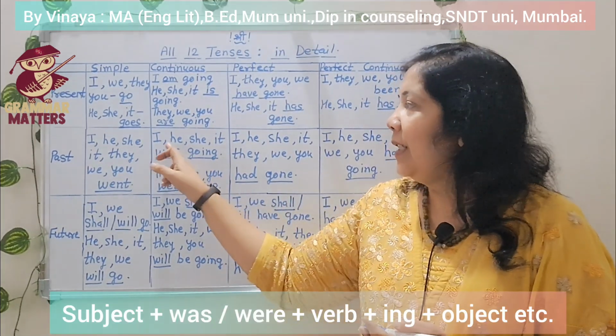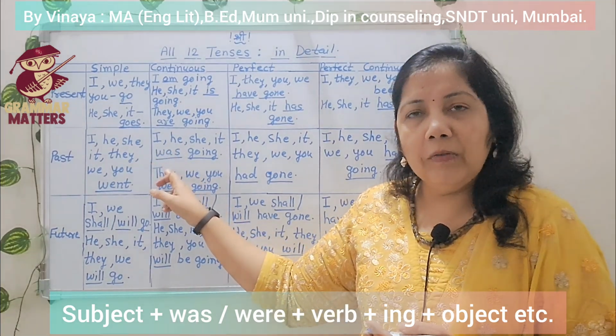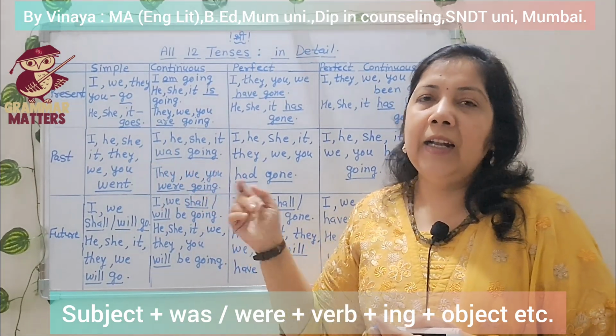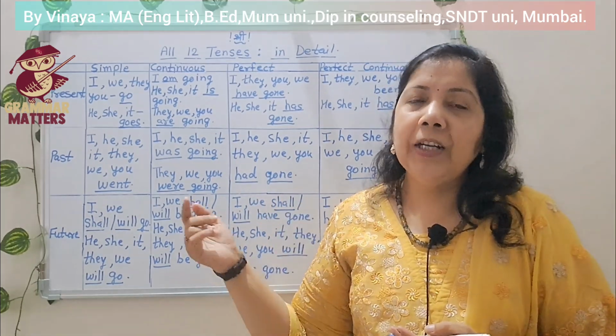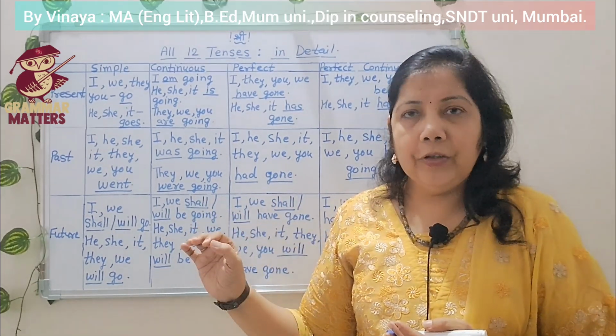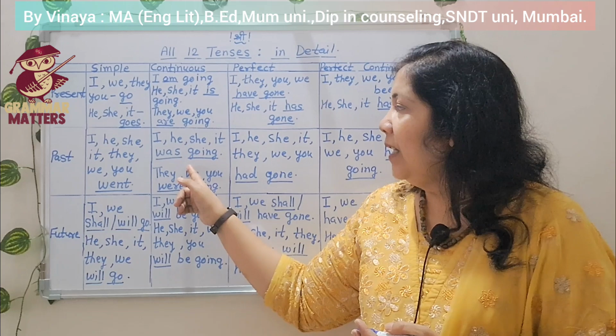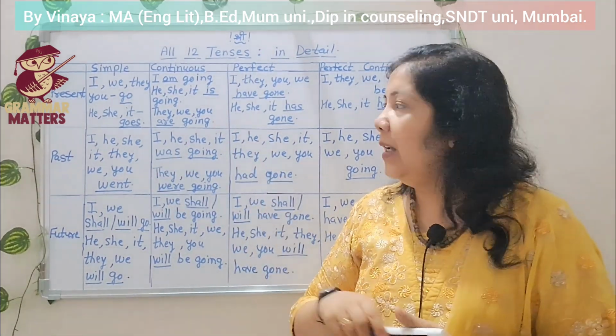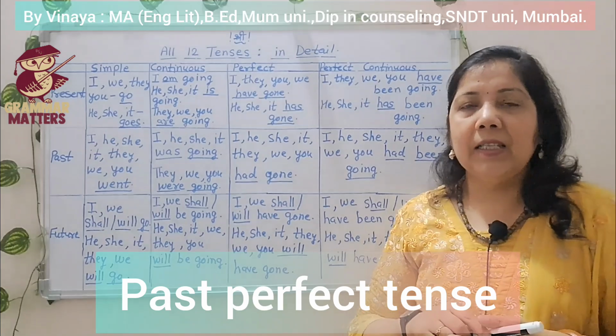The structure is subject plus was or were plus the main verb with ing added, plus object, etc. That is the structure. Okay. I think this one is also clear to you. Let us move on to the third type, past perfect tense.